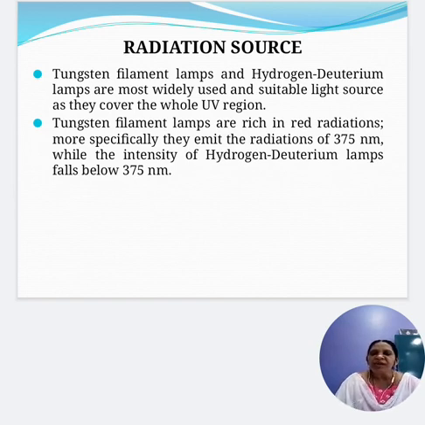Tungsten filament lamps are rich in red radiation. More specifically, they emit radiation above 375 nanometers, while the intensity of hydrogen and deuterium lamps falls below 375 nanometers. This is the first component of the ultraviolet spectrophotometer, that is, the radiation source.